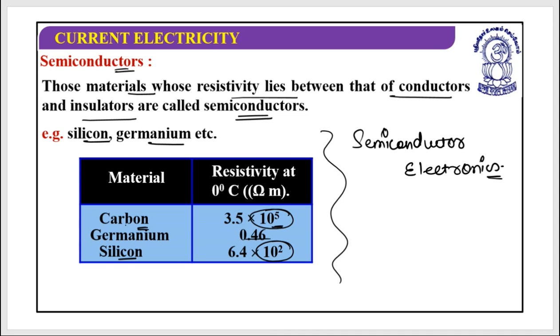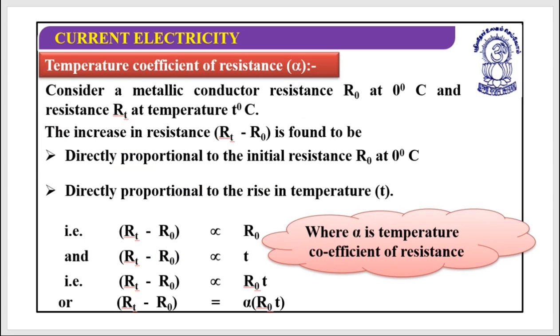Now let's look at the temperature dependence of resistance. To know the temperature dependence, first I need to define one very important term, the temperature coefficient of resistance, which we denote as alpha. So let's begin with this.